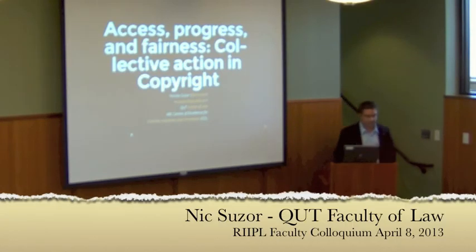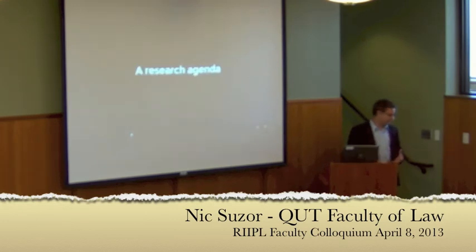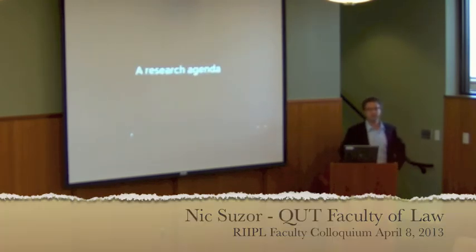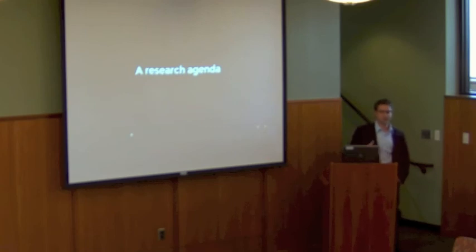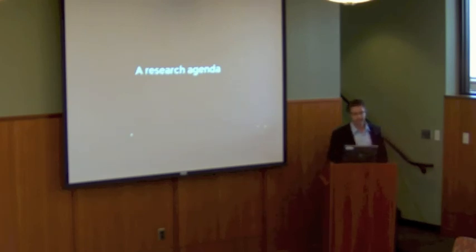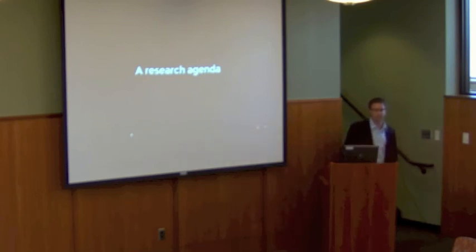It's very much a work in progress, so I'd be really appreciative of any comments or suggestions you might have. But this is essentially a research agenda that I want to start looking at around collective action in copyright. And the paper I've distributed sets out the theoretical foundations for that work, and I want to talk today about the empirical component of that work, which starts to look at these models and try to understand what implications they might have for copyright theory and doctrine.